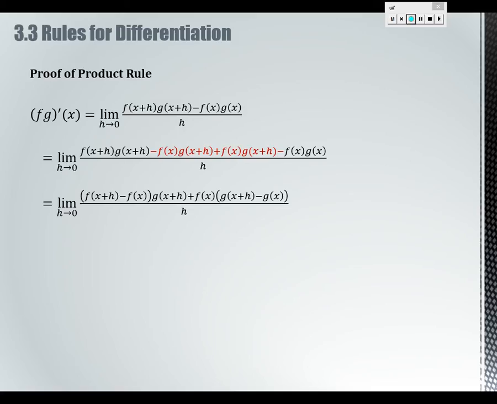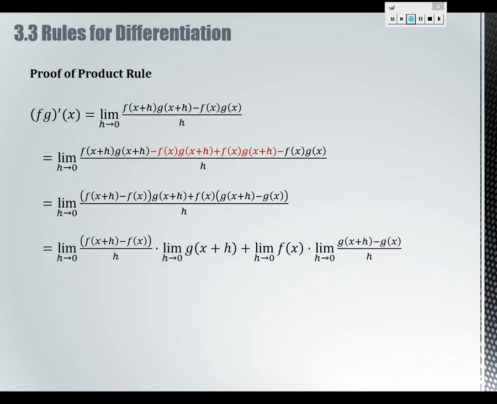You see it? Okay. And then, guys, I'm going to just ask to take all these limits separately, which is completely fair, right? That's a property of limits that we have available to us.